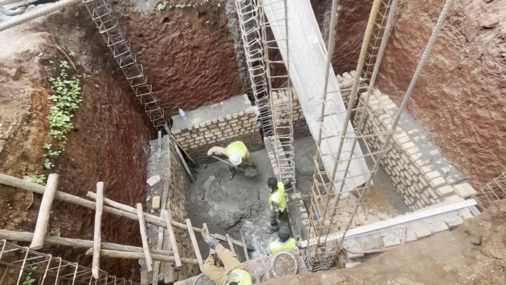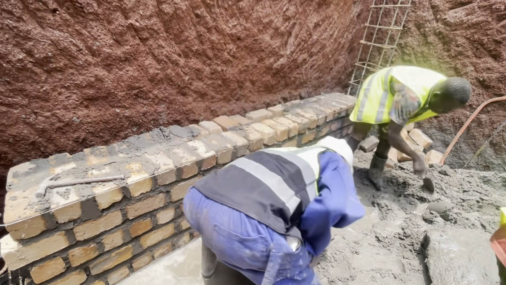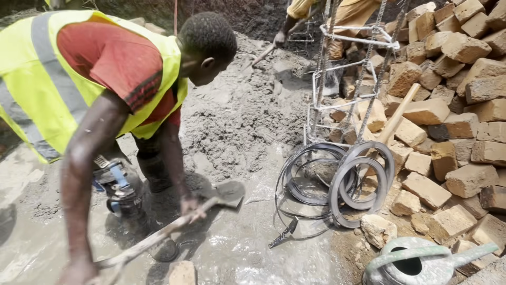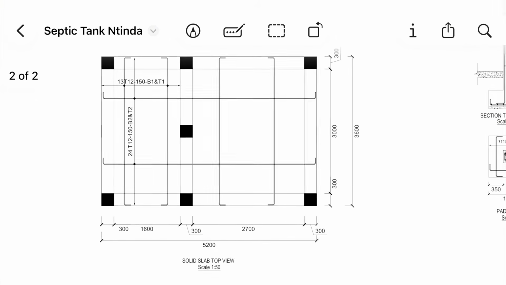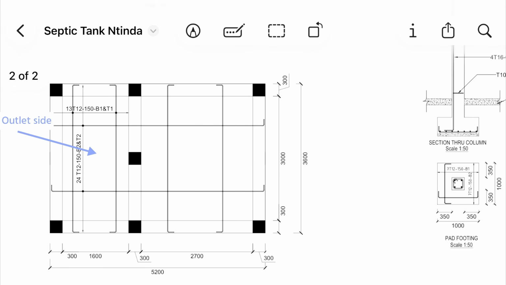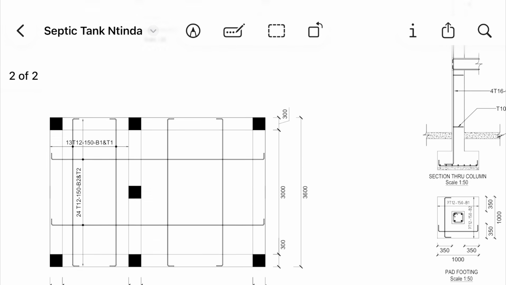You also have to put a separating wall in the middle so as to have 2 chambers of the septic tank. Let's say the whole length is 5.2 meters. This first portion, that is the inlet side, will be 2.7 meters, and this second portion, that is the outlet side or overflow, will be only 1.6 meters.